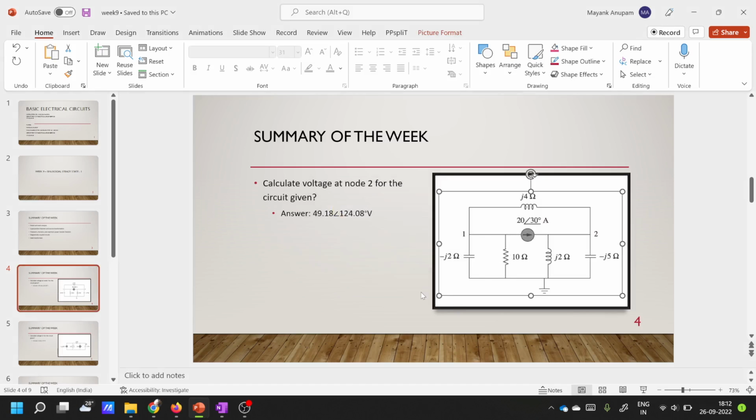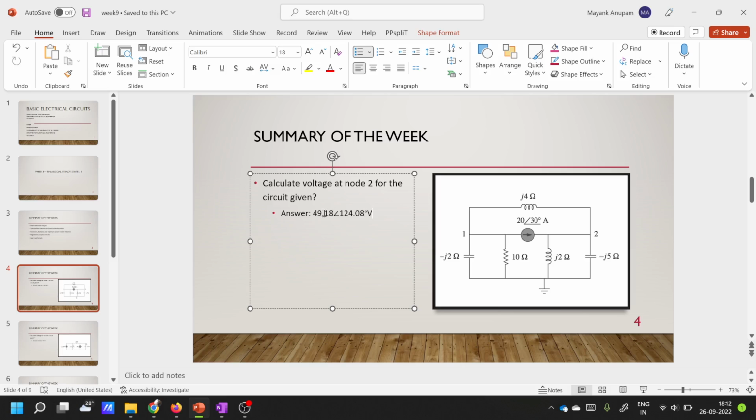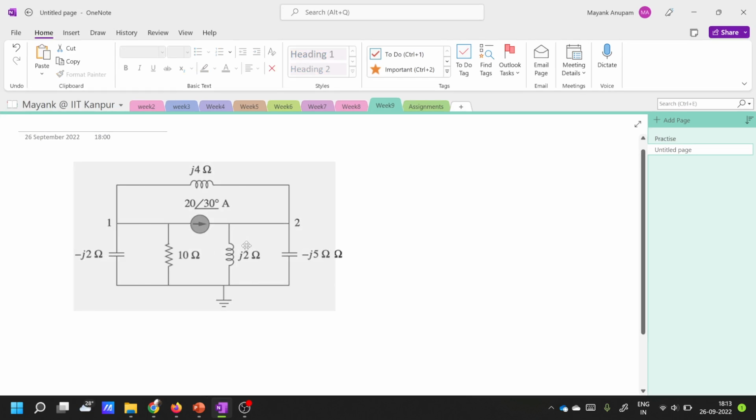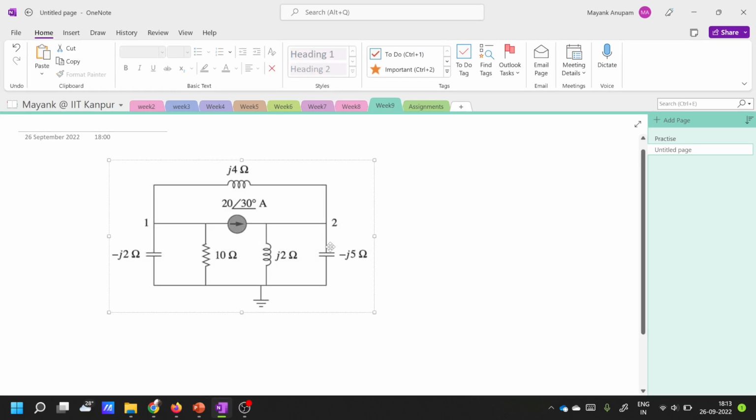You have to find the voltage at node 2 of the circuit given. I have already given the answer here. Now let us see whether this answer matches or not. This is the circuit. So let's solve this question. Enlarge it slightly so that it's easier to handle.